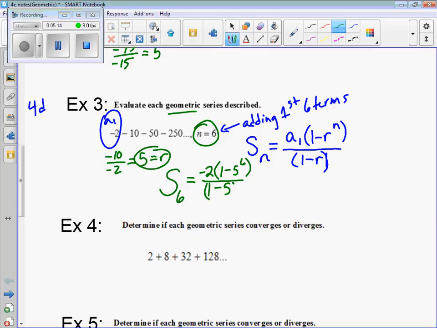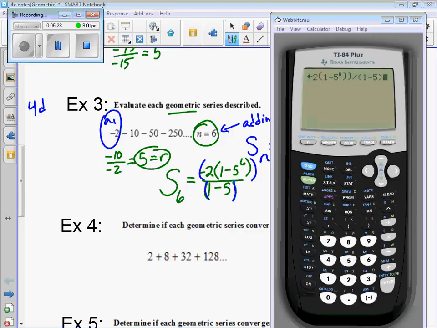If you're going to put this in your calculator, I would recommend putting parentheses around the whole numerator and around the whole denominator separately, and you'll come up with the answer. I actually have parentheses around the negative 2 also. So you put all that in, hit enter, and it would add up to negative 7,812.